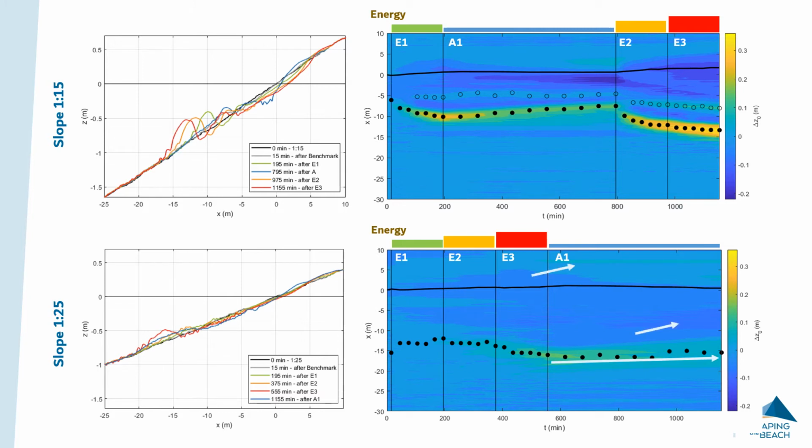When looking at the low-energy accretive wave, we can see that, in comparison with 1 in 15, the generated main bar, instead of migrating onshore, just slowly flattens out and remains around the same location, followed by erosion in the trough. The sediment is transported onshore and accumulated in the shore, generating a high berm.